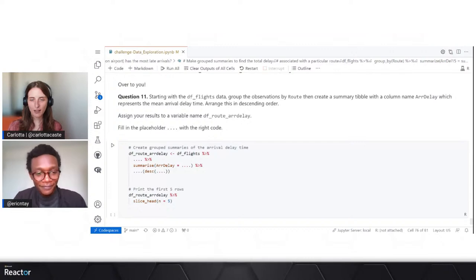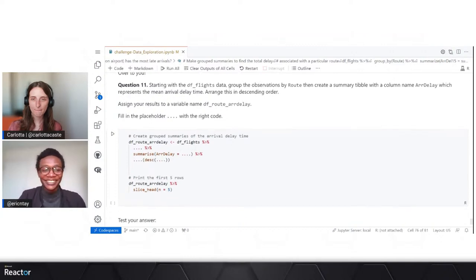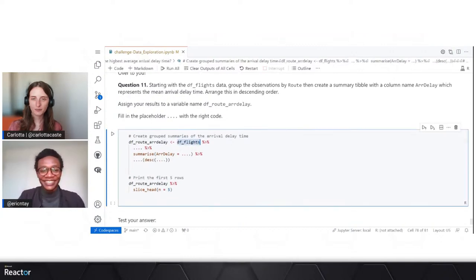I think it's time to answer our last question, right? Yes, Carlotta. For time's sake, will you be willing for us to do this together, right? So we start with the flight data. And then what do you want to do next?